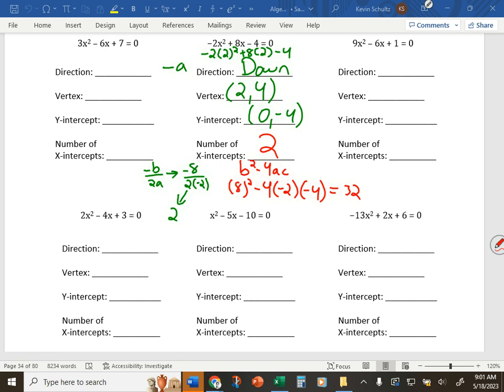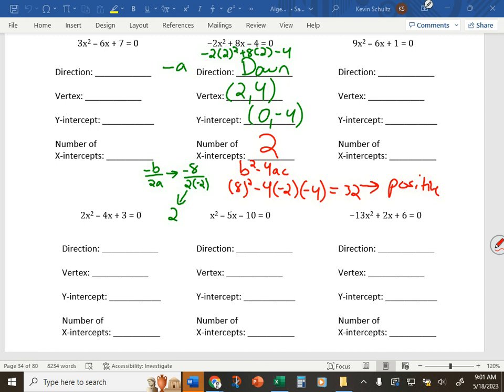Cool. How do we get 2? If you look up at our notes at the top, if the discriminant is positive, it means there are 2 x-intercepts. Again, it doesn't tell us what they are or where they are, but we know there are 2 of them because the discriminant is positive.